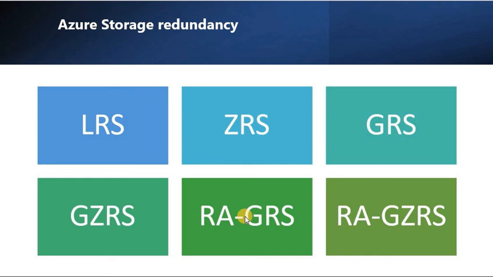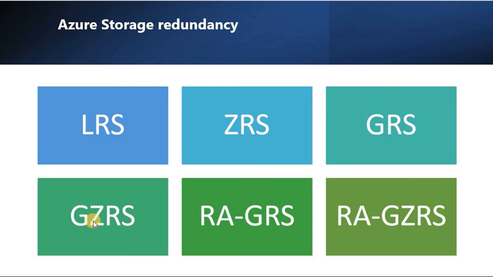So if you want to read from the secondary region even if the primary region hasn't failed, you should use RA-GRS for your replication type. When you use RA-GRS, you need to ensure that your application knows which endpoint it is interacting with, and the secondary region has -secondary appended to the name of the endpoint. RA-GRS is ideal for applications which require high availability.